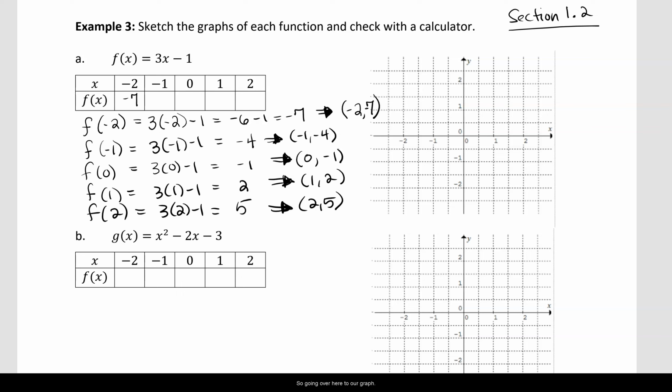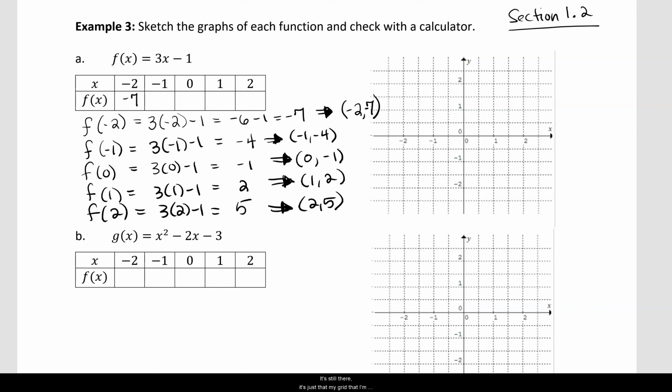So going over here to our graph grid, notice that the scale once again looks like it's at a scale of 1/2. 1/2, 1, 1.5, 2, 2.5. So we don't have room for negative 2, negative 7. So when you have something like that, you can omit that point if you want, or you can take your best guess at where negative 7 would be. It would be way down here. So I'm going to omit negative 2, negative 7 on my graph.